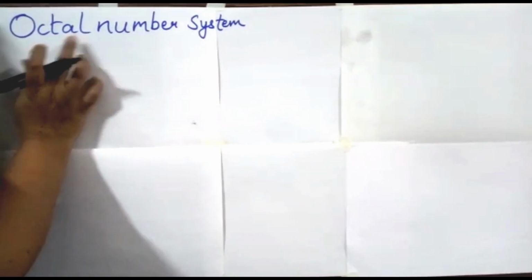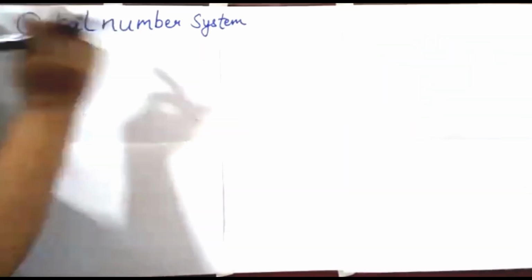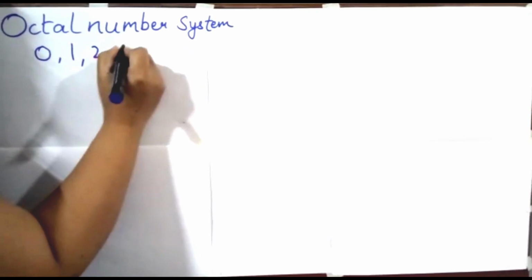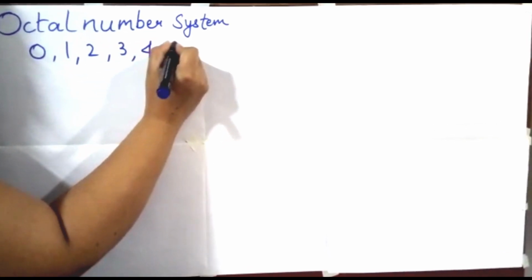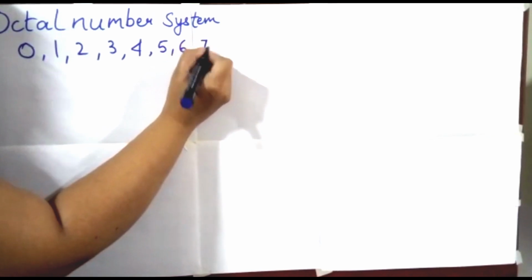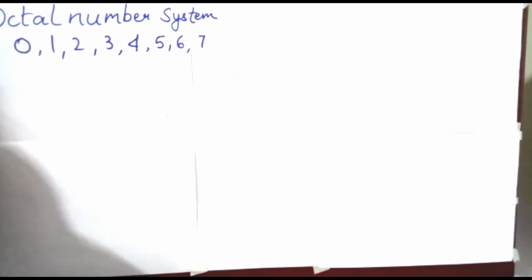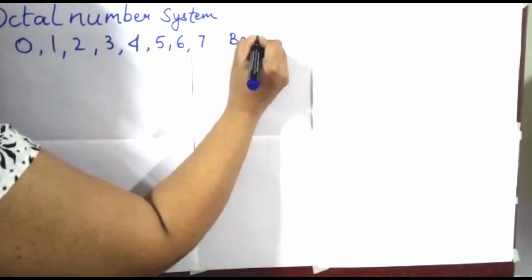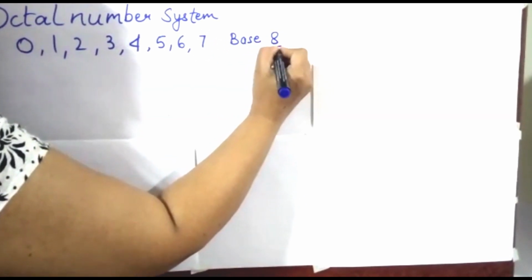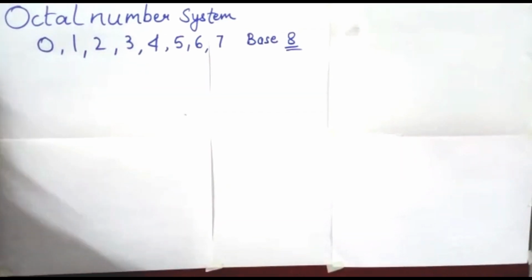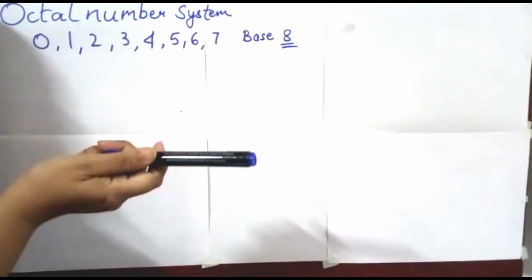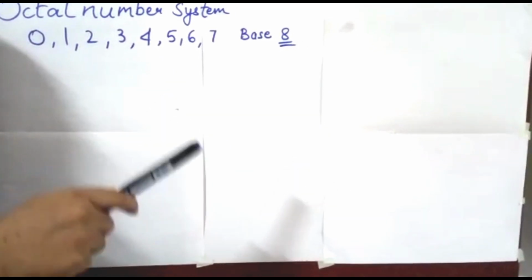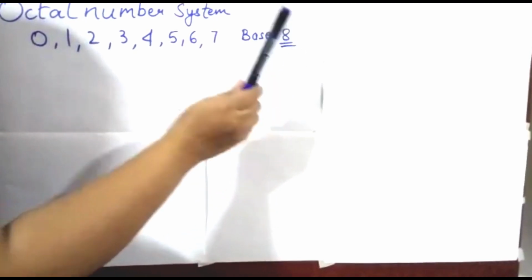Now we see the octal number system. It consists of 8 digits: 0, 1, 2, 3, 4, 5, 6 and 7. 7 plus 1, 8 digits. So its base is 8. The procedure of octal to decimal conversion is similar to binary to decimal conversion. The only difference is the change of base.